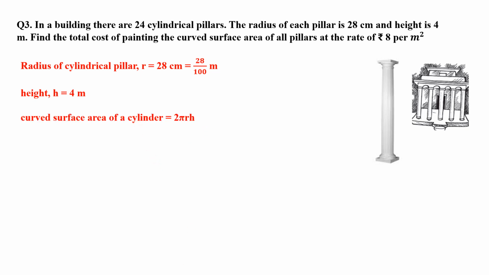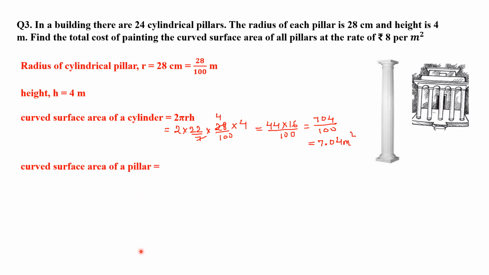Now I'm going to put all the values here. So 2 into 22 by 7 into radius 28 by 100 and height 4 meter. So 7 fours are 28, and 2 into 22 is 44. 4 into 4 is 16. And if you multiply 44 into 16, it will give 704 by 100, which if you convert in decimal will be 7.04 meter square. So from here I can say the curved surface area of a pillar is 7.04 meter square because the pillar is in the shape of a cylinder.